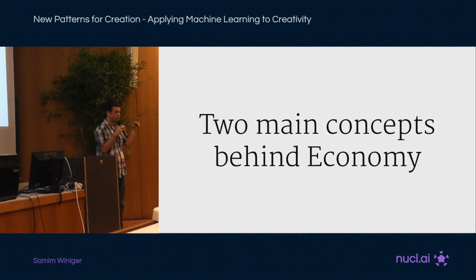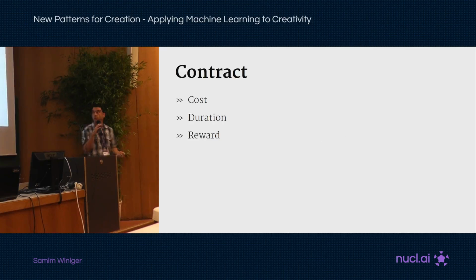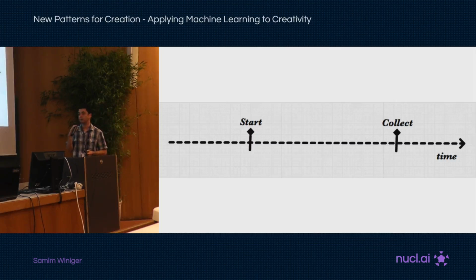And I'm stressing on economy because basically in all these farming games, economy is the most important concept that you have. And the first one is a contract. What is a contract? It's basically something which has a cost, duration, and reward. Okay? So from the user perspective, what you do, you start the contract at some point, and then it's done somewhere here, and then you can collect it.